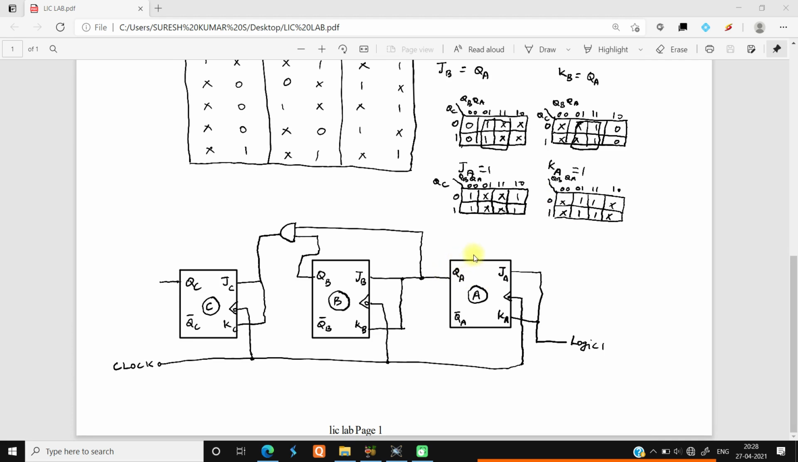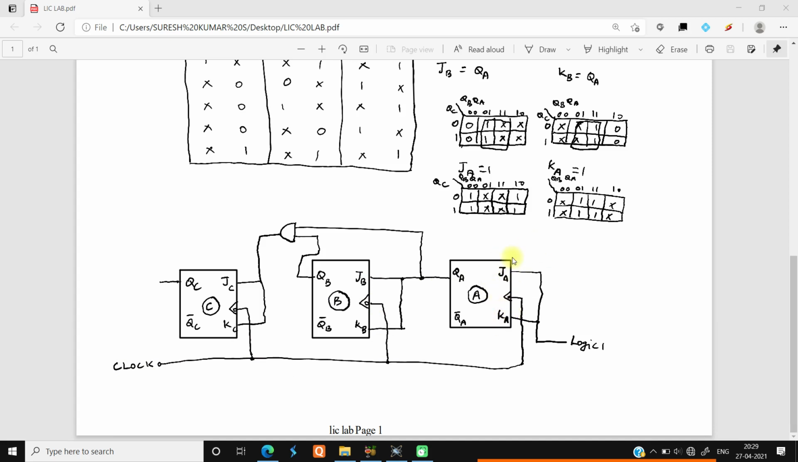Since we need to have 3 flip-flops, we can have A, B, and C as flip-flops. So the JA and KA are going to be permanently 1. Then these two can be short circuited and connected to the logic 1. And since it is going to be a synchronous counter, the JK flip-flops are going to be negative edge triggered JK flip-flops connected with a common clock, since this particular clock is going to trigger these flip-flops on the negative edge.